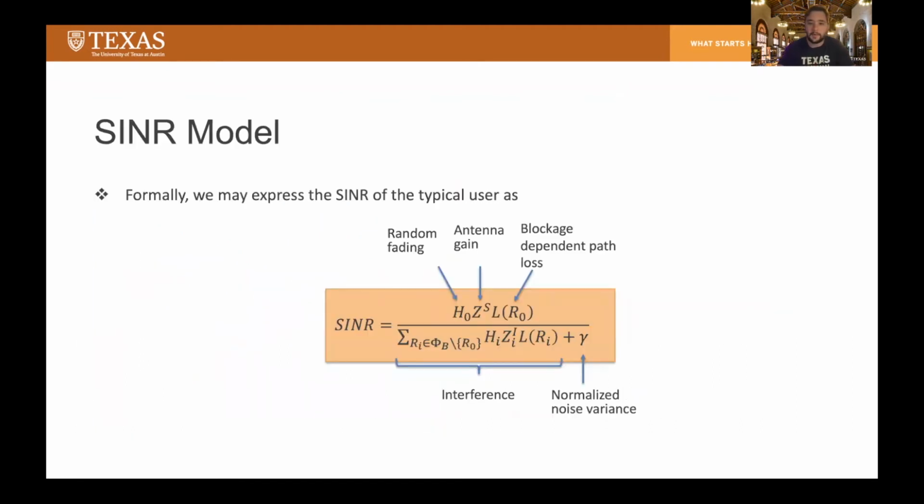To state this more formally, the SINR may be expressed like this. The numerator here is a function of the choice of the fading, H, the antenna gain, Z, and then the path loss, L. The path loss is actually a random variable due to the fact that the desired signal may or may not be line of sight or non-line of sight. We have a similar expression for the interference term, which appears in the denominator. And of course, the noise variance is important to consider. For the expression here, the noise variance gamma is normalized by both the transmit power as well as the main lobe gains.